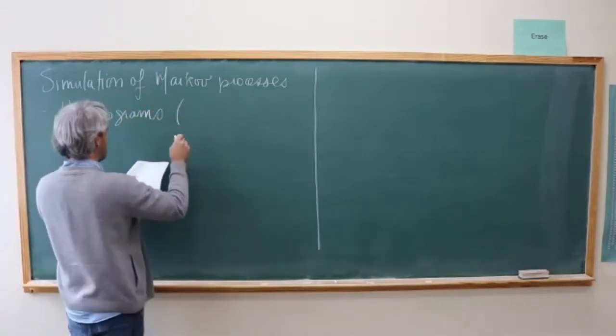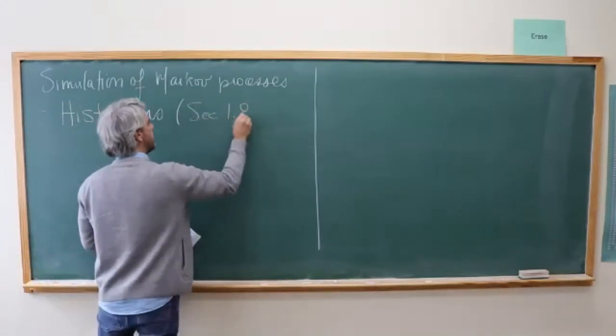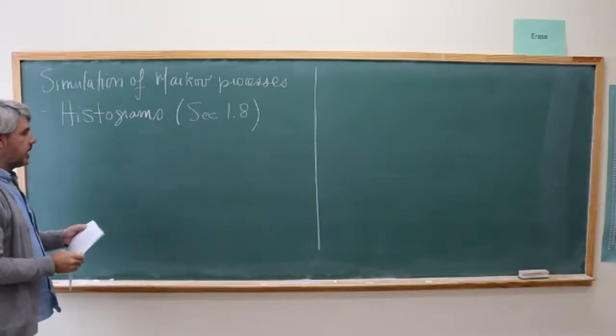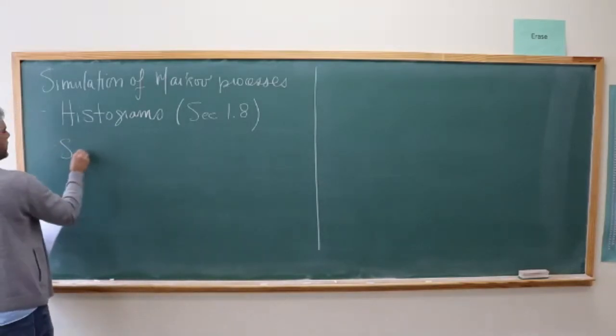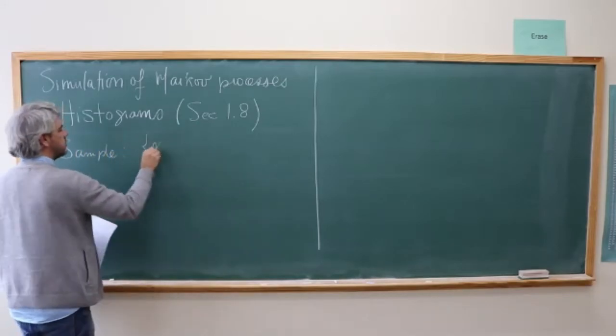This is part of chapter 1, section 1.8. So I'm actually following my own lecture notes again. In that section, what we have is a given sample. A sample is a collection of random numbers.